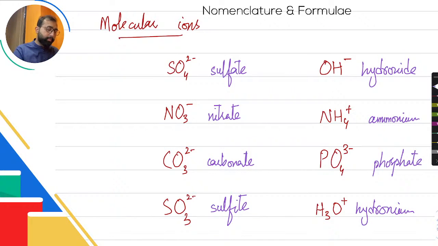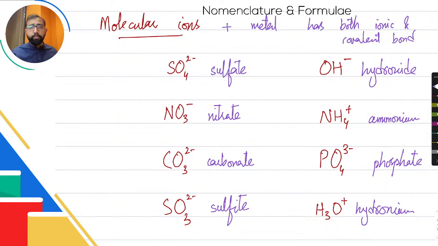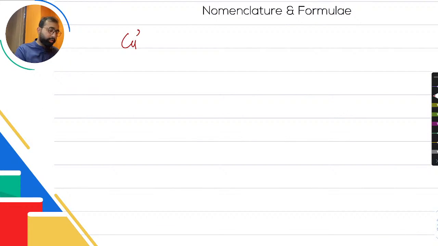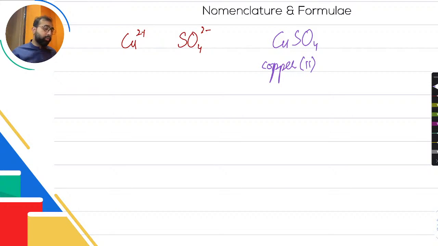So just remember that metal plus molecular ion has both ionic and covalent bond. So what will we do if we have something like this and we want to make a formula? Pretty straightforward. Use the ratio flip thing. For example, if I have copper with plus 2 charge and sulfate with negative 2 charge, what is the formula? Just take the charges, 2 and 2. The ratio is 1 to 1. Flip it, that's 1 to 1, right? So CuSO4. And what will its name be? It will be copper 2 because copper 2 ion was present and copper is a transition metal. So copper 2 and sulfate, which is the molecular ion in this case. What kind of bonding does it have? Both ionic and covalent.